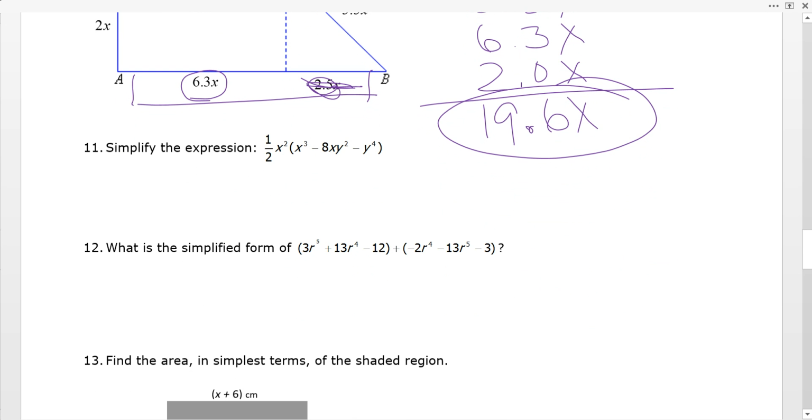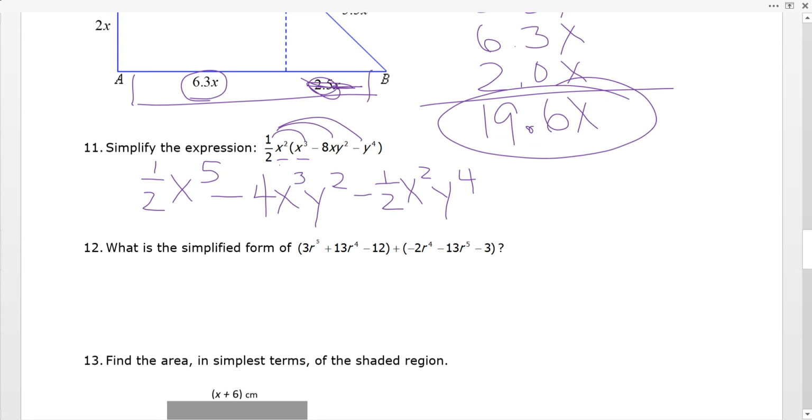Okay, simplifying. Distributing. Just because it's 1/2 means I'm either multiplying times 1/2 or dividing by 2. So my first one is 1/2 x, and I have 2 x's and 3 more x's makes x to the 5th. Adding them together, my exponents. So then I have minus 8 divided by 2 is 4, x, 2, and 1 more x makes 3. My y just stays the same. And then I have minus 1/2 x squared y to the 4th. Because I had different variables, I just put my 1/2 x squared with my y to the 4th, and it made one term.